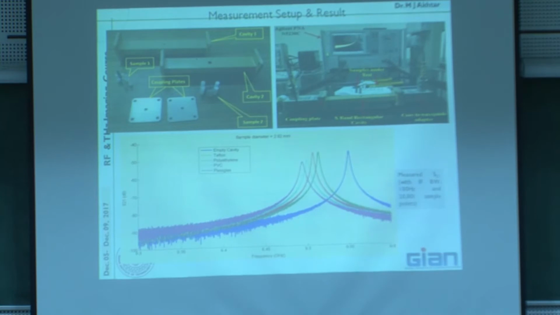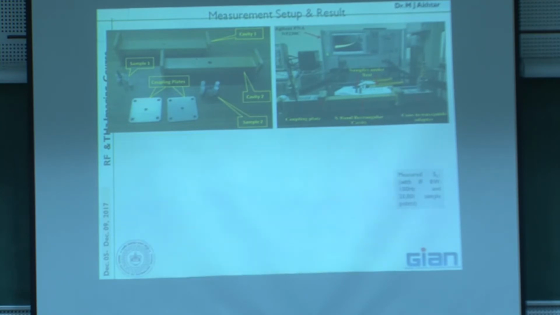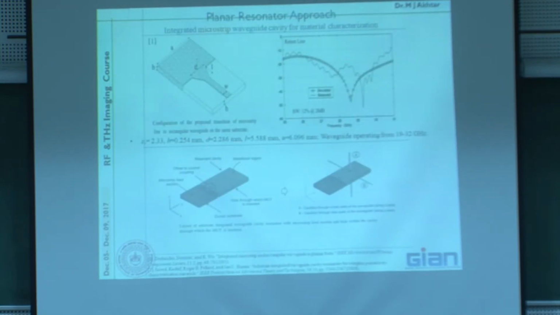To make this. Now, of course, this was a conventional one. People try to use the same thing in planar. So if you want to transform a rectangular cavity to planar, what is the way out?